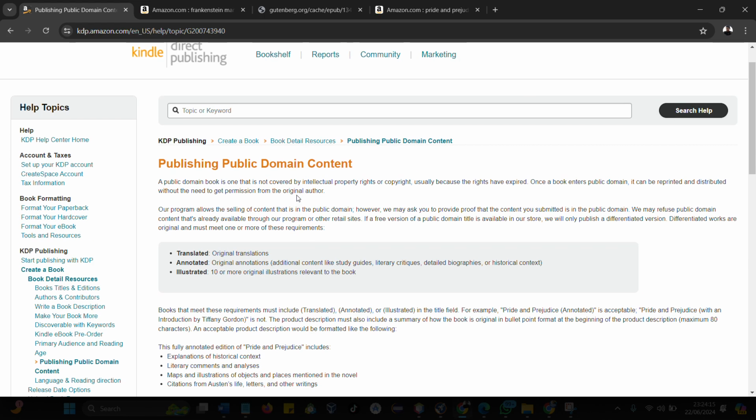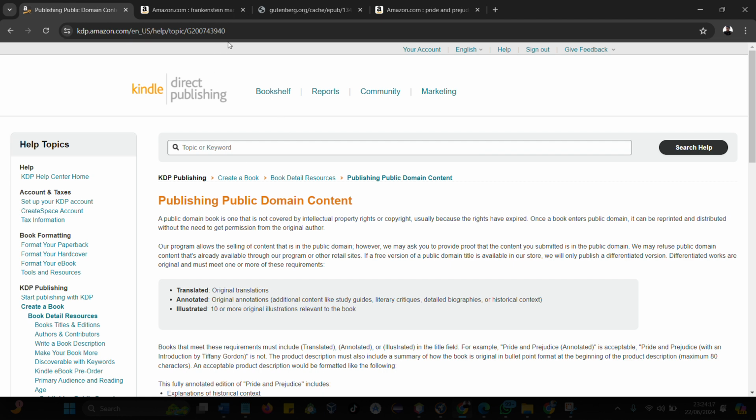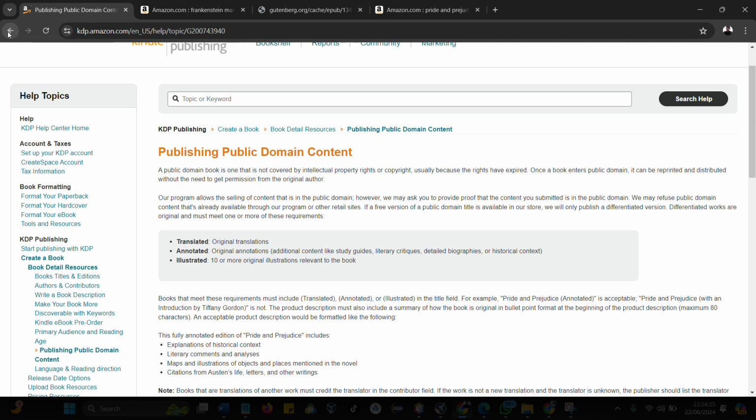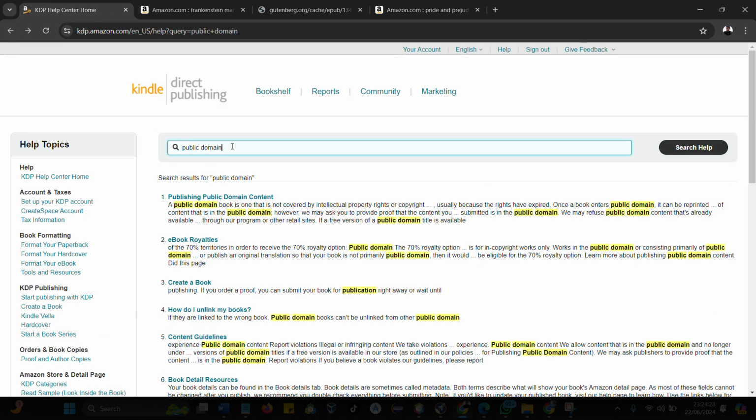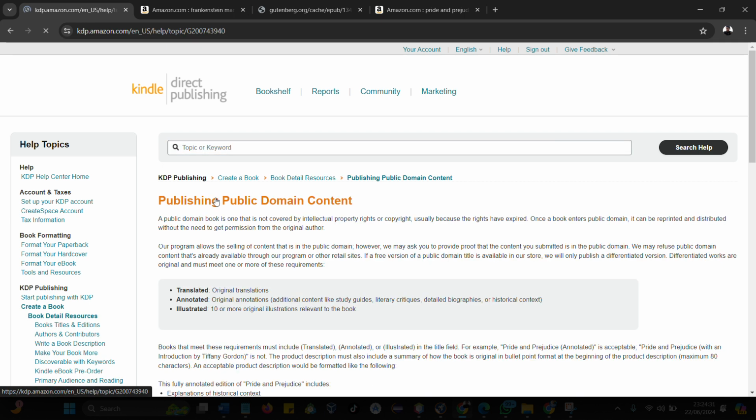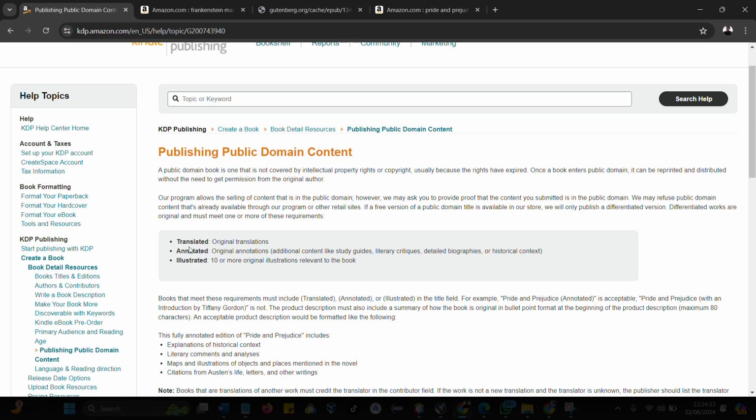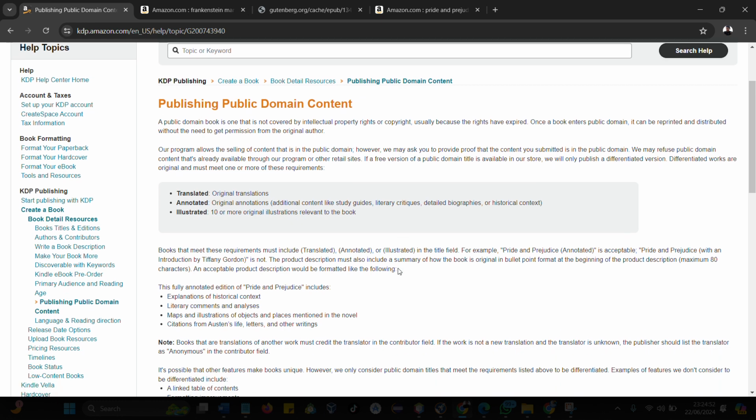All right, so here it is. When you come to public domain, I type public domain on the search bar and then I open this public domain content. So you see annotation, translated, original translation, annotated, original annotation, additional content like study guide, literary critics, detailed biography, and historical context, and then illustration: 10 or more original illustrations relevant to the book.